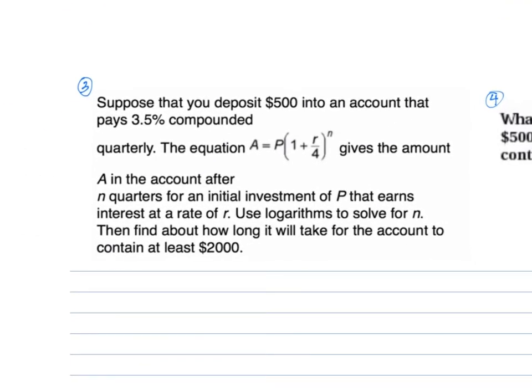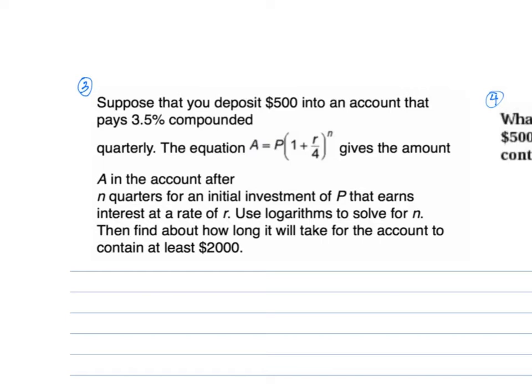For 3, it says suppose you deposit $500 in an account that pays 3.5% compounded quarterly. The equation A is equal to P times (1 plus r over 4) to the power of n gives the amount A in the account after n quarters for an initial investment of P that earns interest at a rate of r. So we're going to use logarithms to solve for n in this question. We're finding out how long it'll take for the account to contain at least $2,000.